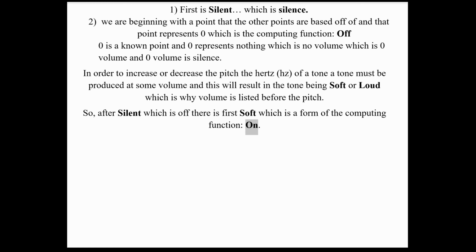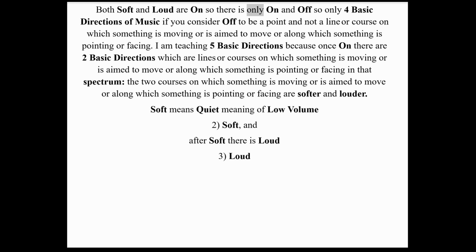on. Both soft and loud are on, so there is only on and off, so only 4 basic directions of music if you consider off to be a point and not a line or course on which something is moving or is aimed to move, or along which something is pointing or facing. I am teaching 5 basic directions because once on there are 2 basic directions, which are lines or courses on which something is moving or is aimed to move, or along which something is pointing or facing.